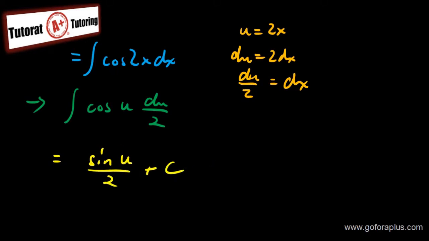And what is u again? I have to put it back as x, right? 2x. So this is going to be sine of 2x over 2 plus c. And this is basically my final answer for this question.